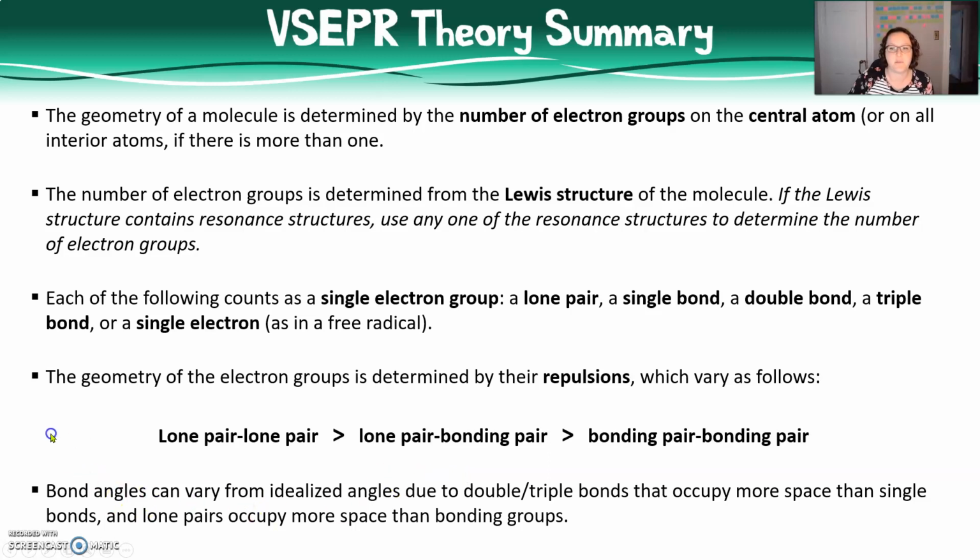These differences in the repulsions can lead to a slightly distorted geometry and bond angle when the electron groups around the central atom consist of a mix of single, double, or triple bonds or lone pairs. This concludes the first mini lecture for Chapter 7.